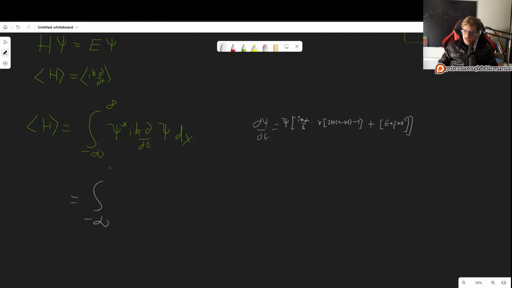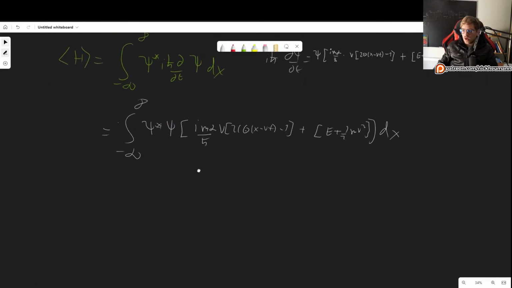So minus infinity to infinity. We can take the iħ, well, actually the iħ is already inside. Actually, we already used it here. So this is iħ. So this is ψ conjugate times ψ times i m α ħ v times 2 step function of x minus vt minus 1 plus E plus 1/2 mv squared dx. So that is what we now want to calculate.